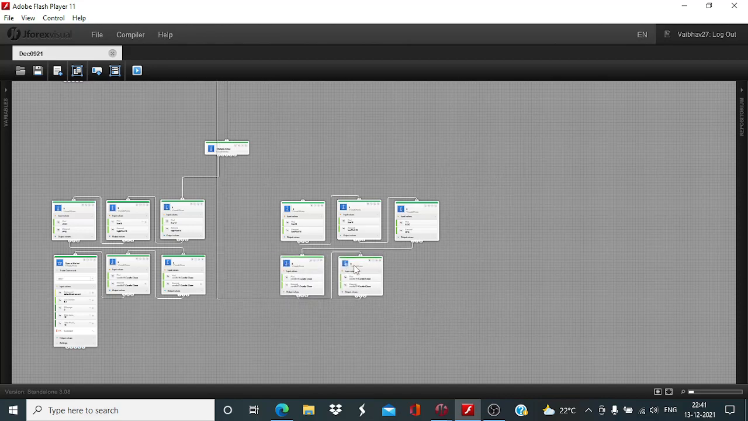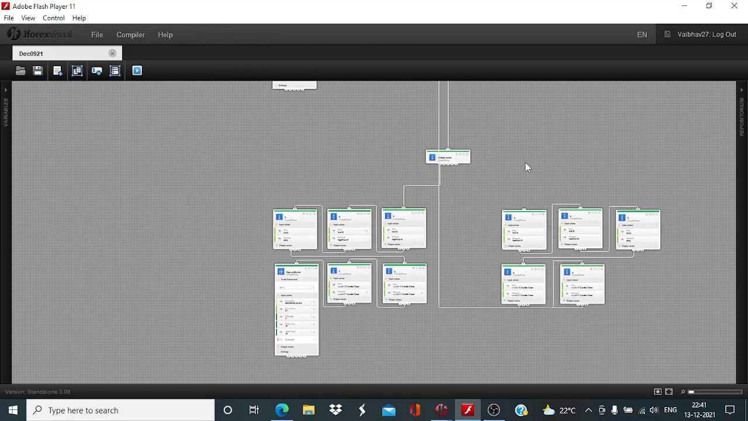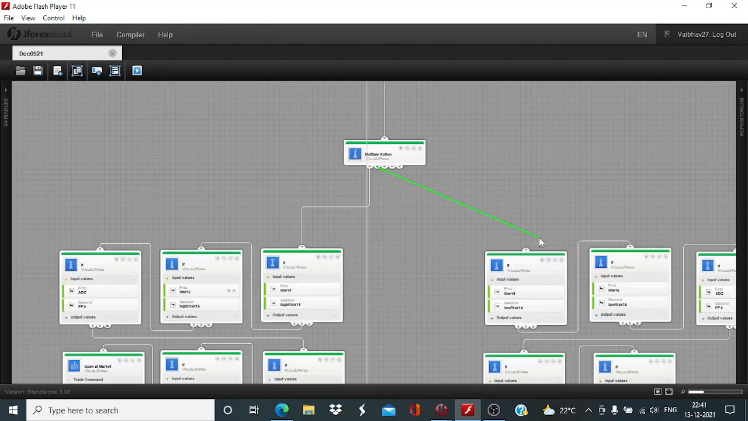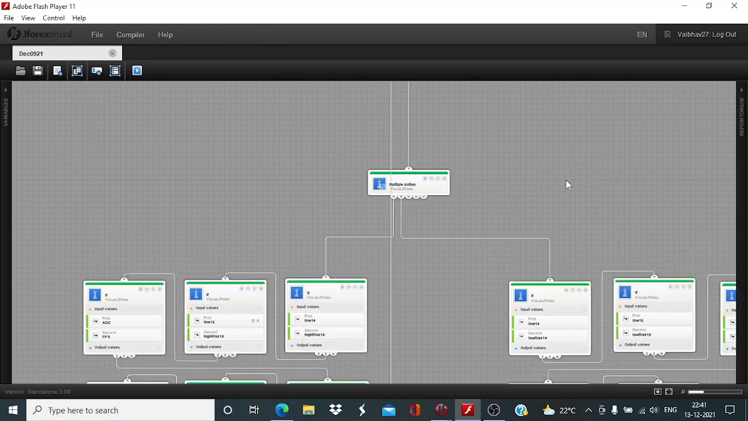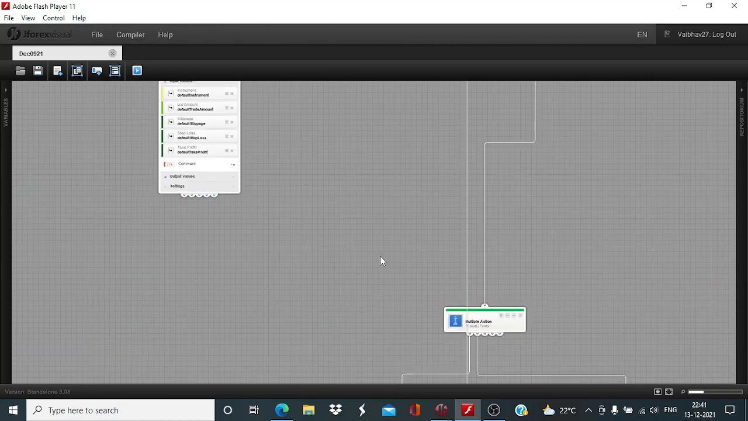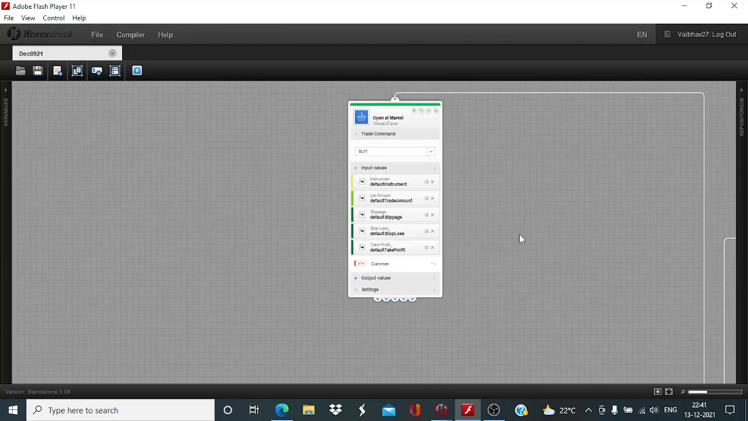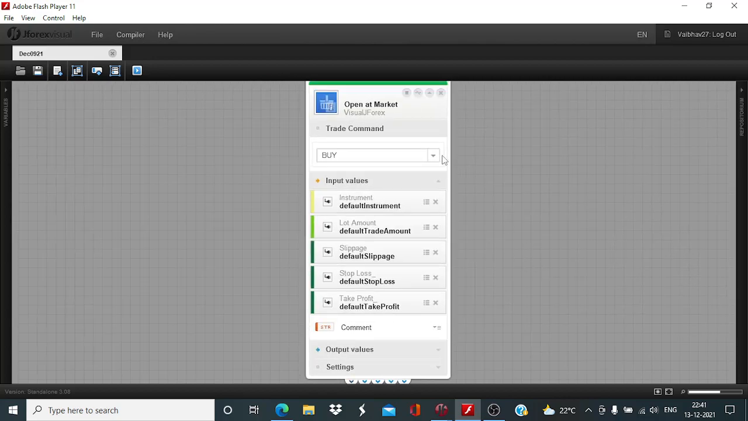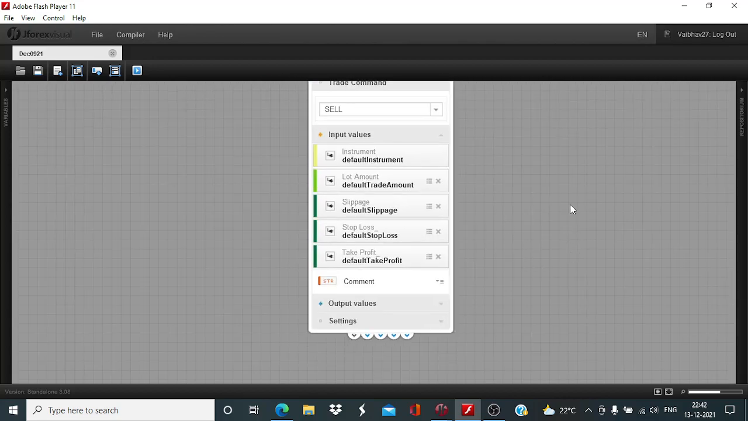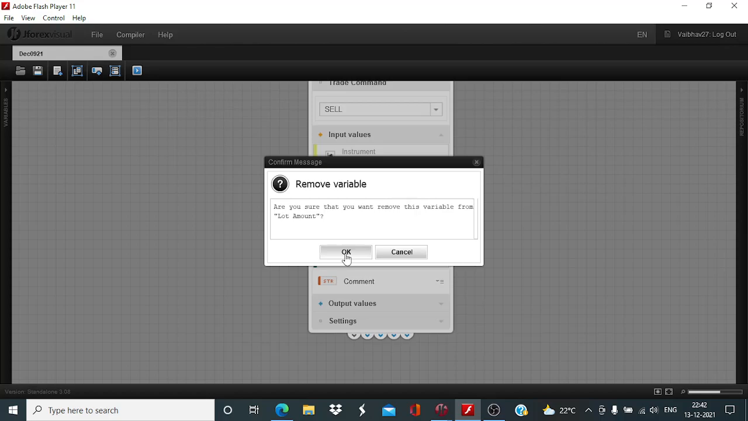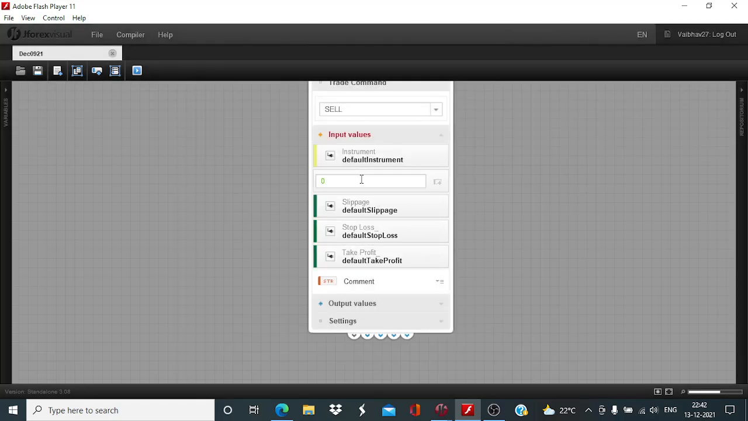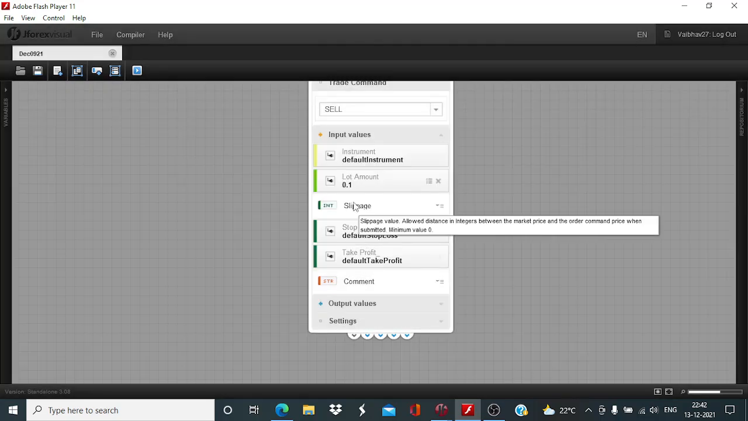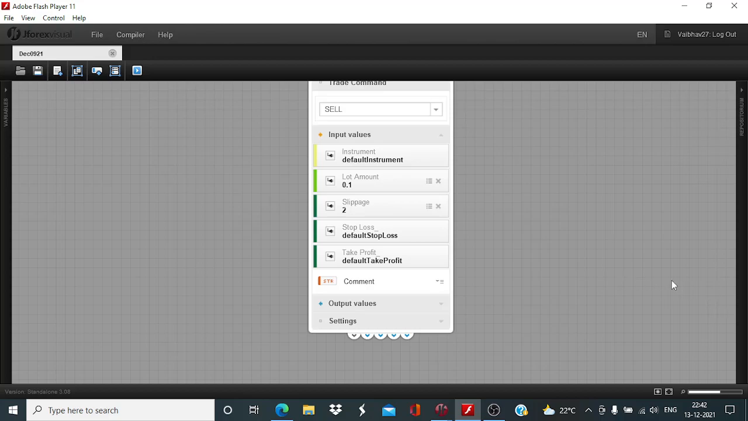So we have these if else statements in place now. I will join it to the multiple action, and all we have to do is define the parameters of the trade command block. Is going to be a sale order. Default instrument remains USD JPY. Trade amount I will change to 0.1 million. Slippage is also going to be changed to 2 pips. 2 pips is good enough for USD JPY.